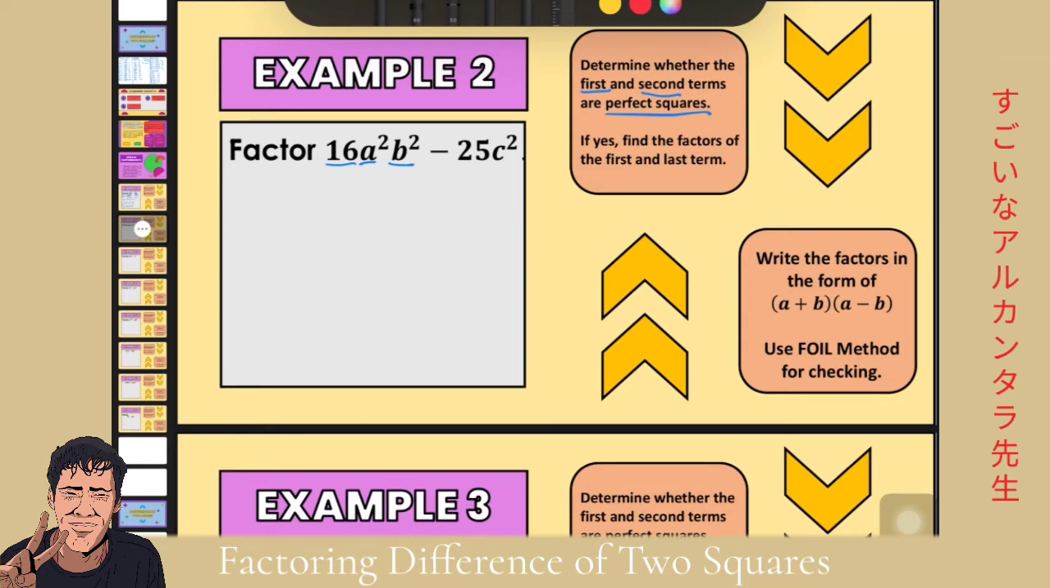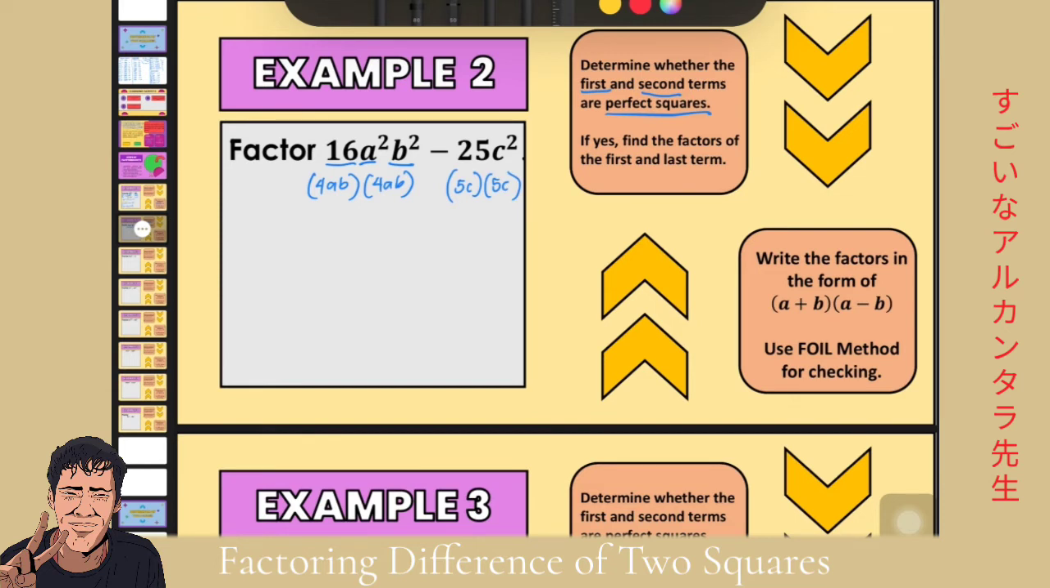B squared, that's a perfect square. We can factor this as 4ab times the quantity 4ab. Same case when you apply the square root of it, you will still get the same answer. For 25c squared, that's 5c times 5c.